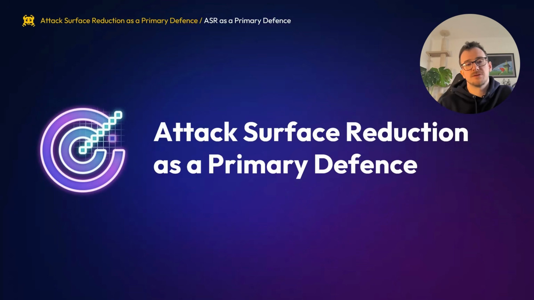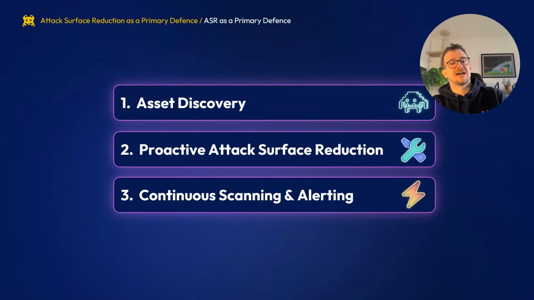So now we'll dive into attack surface reduction and how we can use it as a primary defense rather than a distant security principle. So 3 parts to this. The first is asset discovery. We need to use asset discovery to discover shadow IT assets before we can start reducing our attack surface. The second part is we're going to do proactive attack surface reduction to then reduce that attack surface that we've defined. And finally, we're going to deploy continuous scanning and alerting.